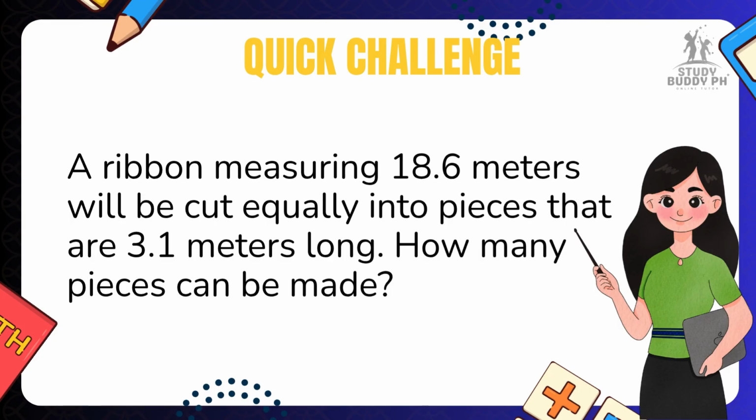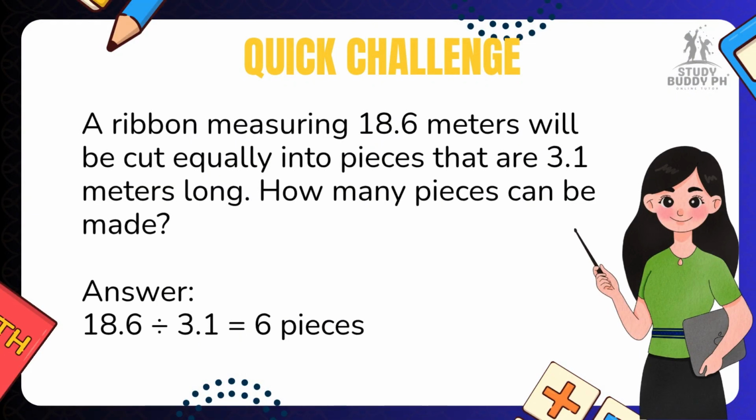Before we end, try this. A ribbon measuring 18.6 meters will be cut equally into pieces that are 3.1 meters long. How many pieces can be made? Pause the video and solve it. Answer: 18.6 divided by 3.1 equals 6 pieces.